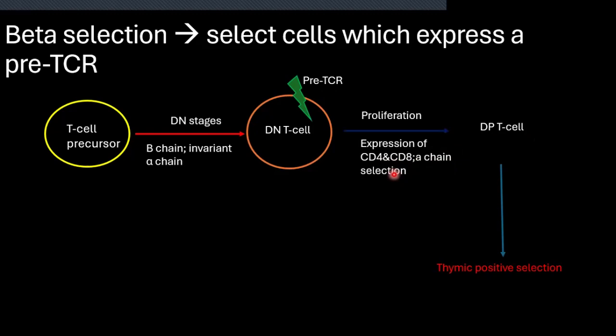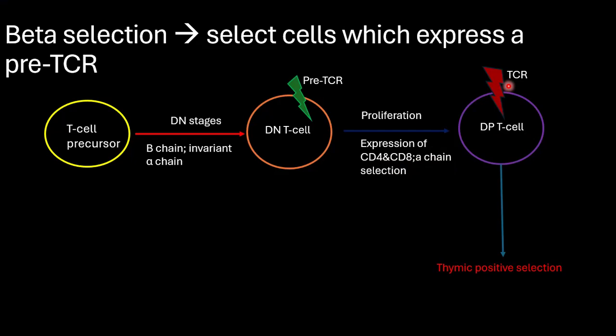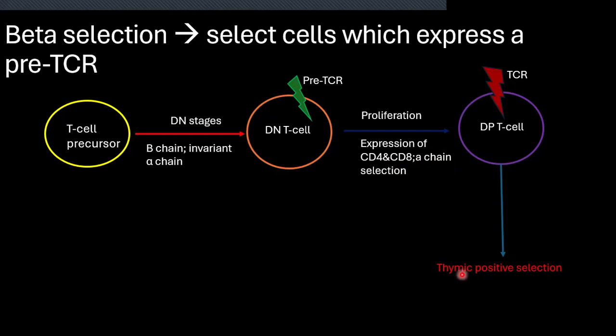And once that happens, a cell with a functional T cell receptor is formed. But this cell with a functional T cell receptor is still double positive, and now it proceeds to the inner part of the cortex, where thymic positive selection will take place. Now let's discuss this thymic positive selection.